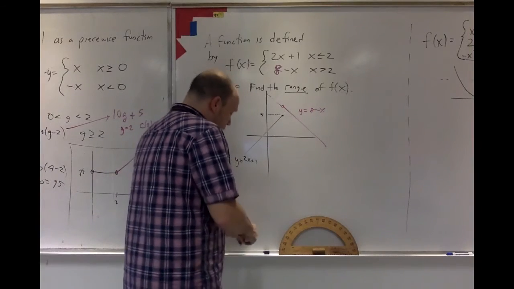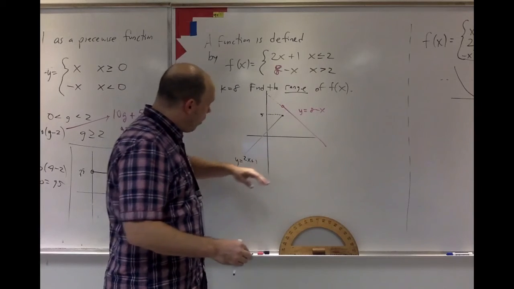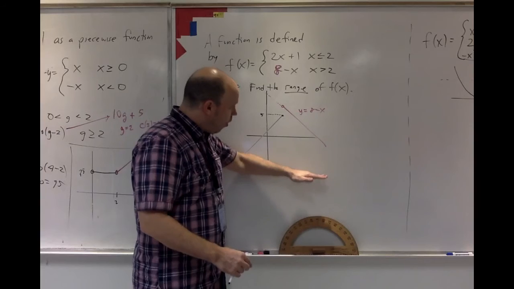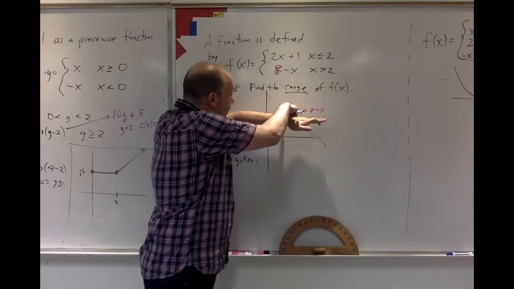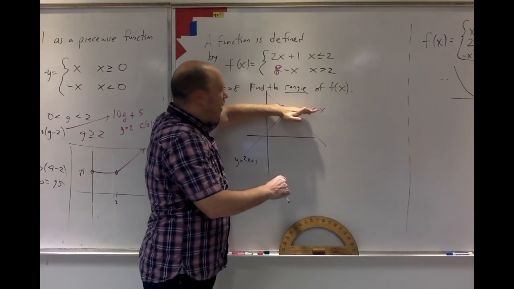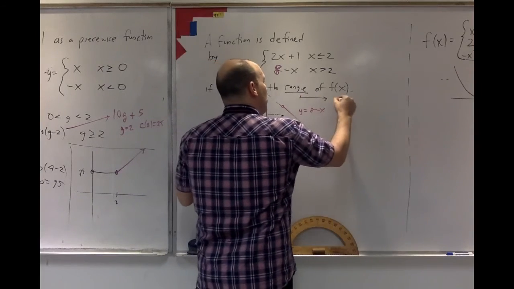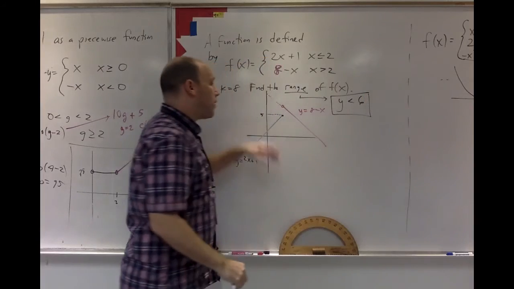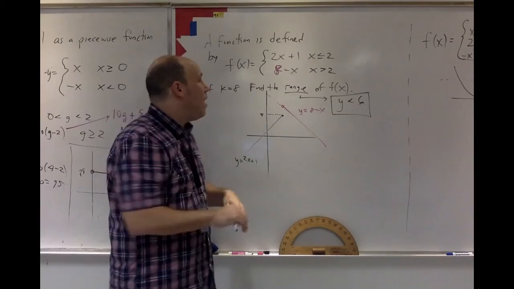Well, you ask yourself, those are the y values. What are the y values here? If I literally move up, from negative infinity, all the way up, I'm at 0, 1, 2, 3, 4, 5. I've got 5. Do I make it to 6? No. So the range is y is less than 6, because it doesn't get to 6. It almost gets there, just never gets there.